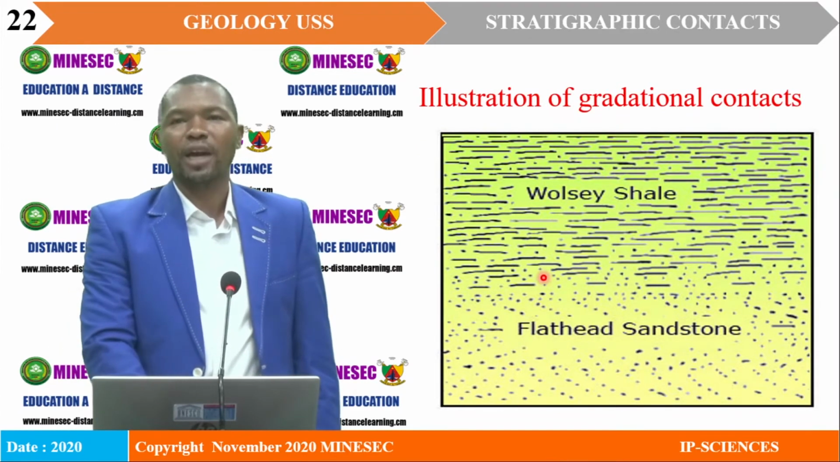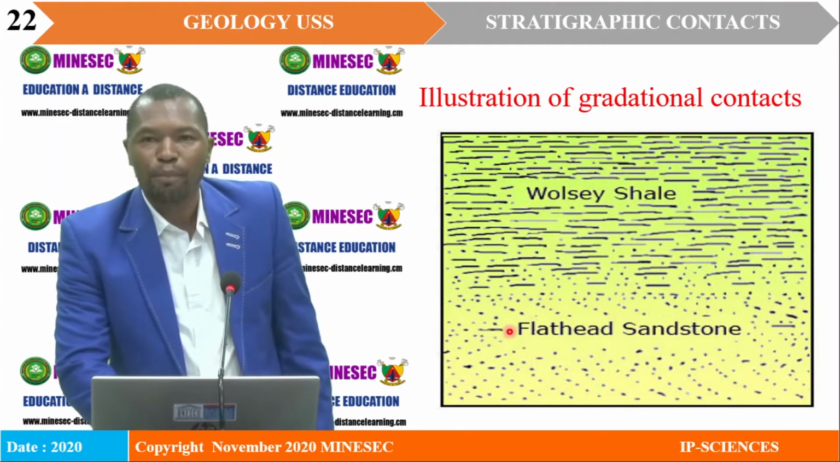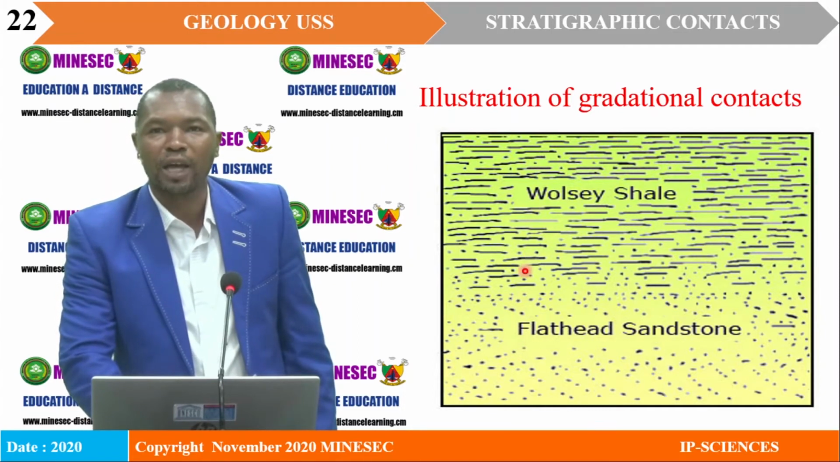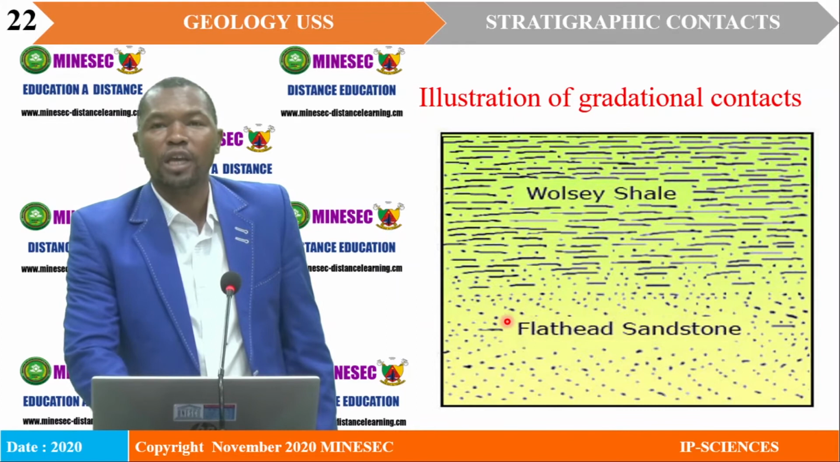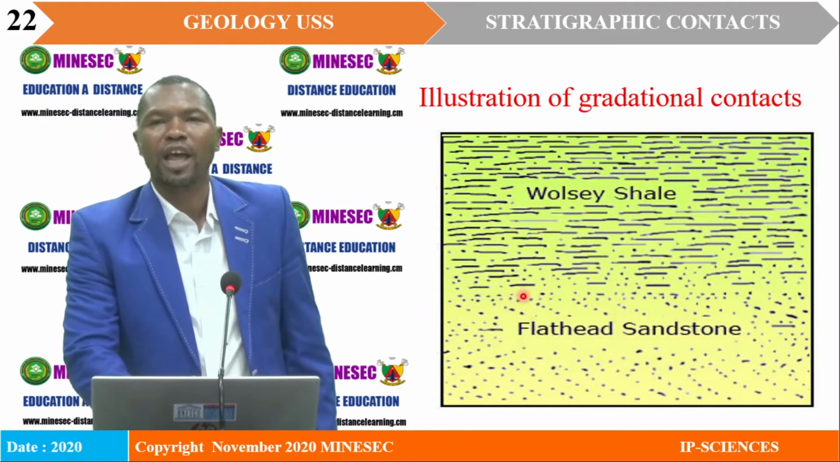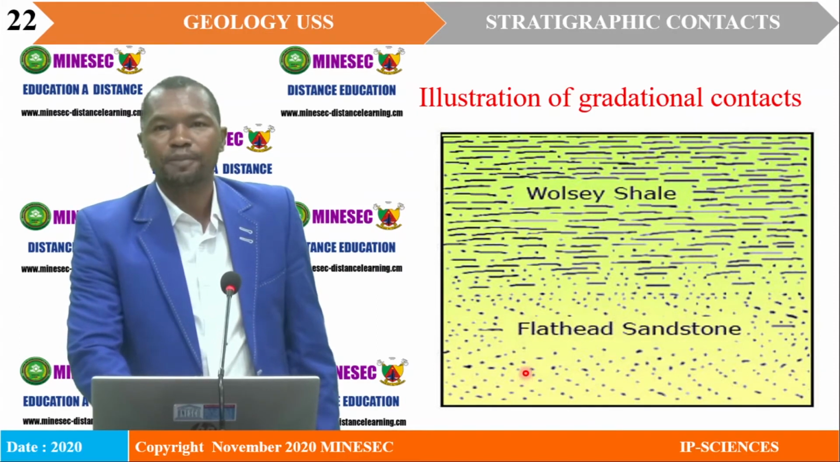If you look at this diagram, you will realize that in graduational contacts, you cannot make a big difference between this layer and the next layer. The transition is gradual, and there are no sharp breaks as compared to abrupt contacts.